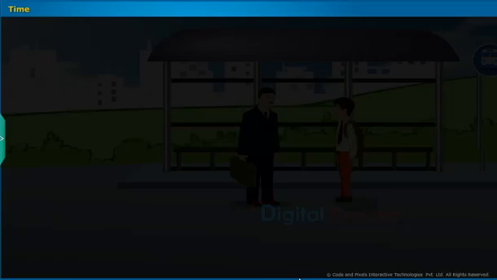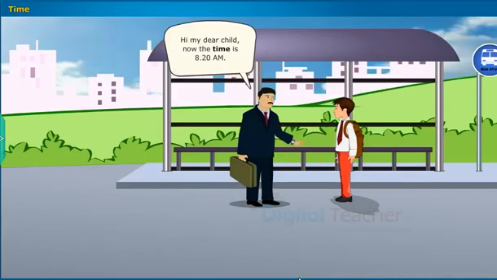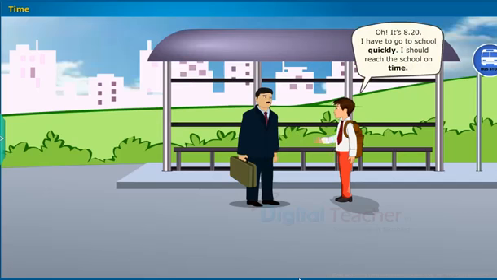Let us observe the given scenario based on the time. Hi uncle, could you please tell me what the time is? I forgot to put on my watch today. Hi, my dear child. Now the time is 8:20 a.m. Oh, it's 8:20. I have to go to school quickly. I should reach the school on time.